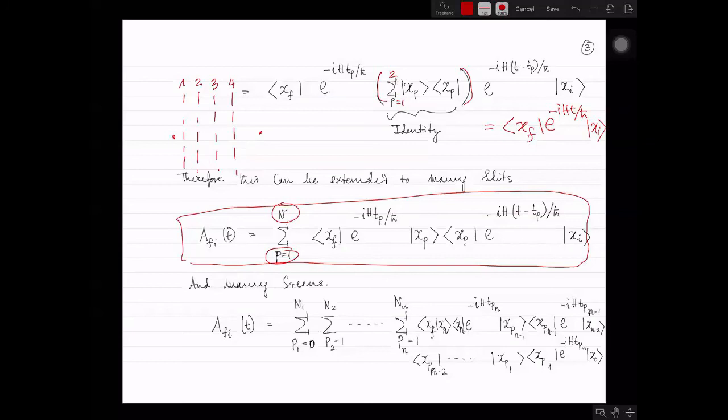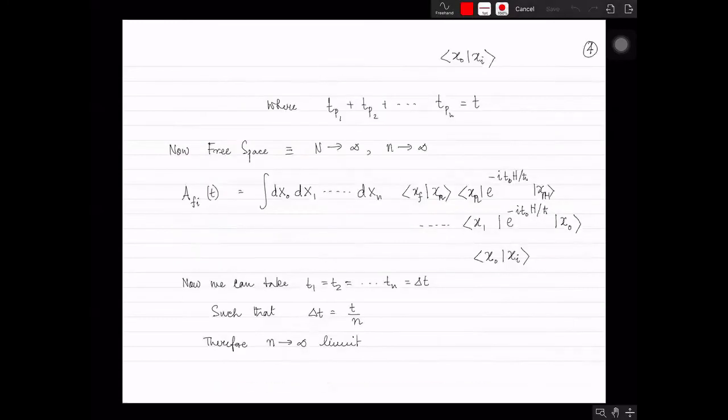So you see that this is screen 1, which has n1 slits. This is screen 2, which has n2 slits. And then this is screen n, which has n slits. And for each of them I have this. So the idea is that for these paths, this is one path, this is a second path. So I am breaking it over all this and adding them over, where the total time is, of course, the time that I want.